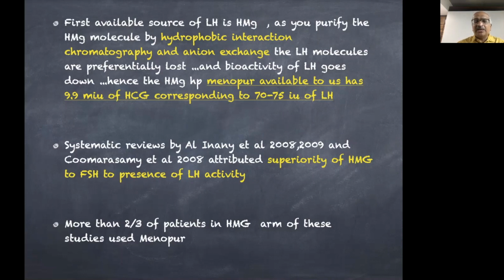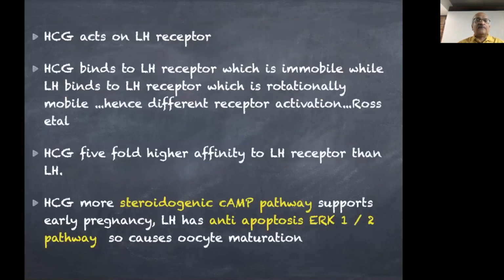There were systematic reviews published comparing HMG-HP and recombinant FSH, by Al-Inany in 2008 and 2009, and by Coomarasamy et al. in 2008. They attributed the superiority of HMG-HP to the presence of HCG and LH activity. And more than two-thirds of the patients in the HMG arm of all these systematic reviews were using Menopur as their HMG.